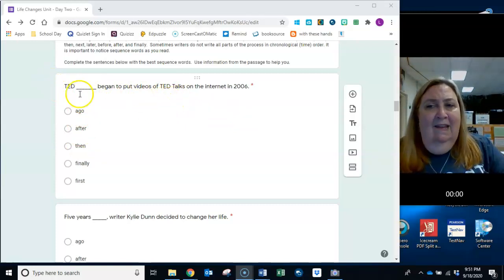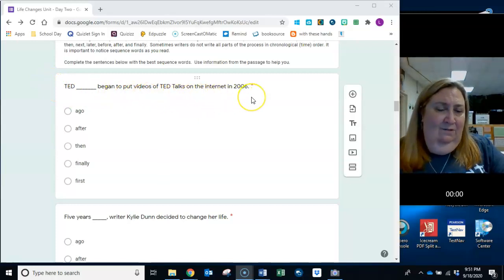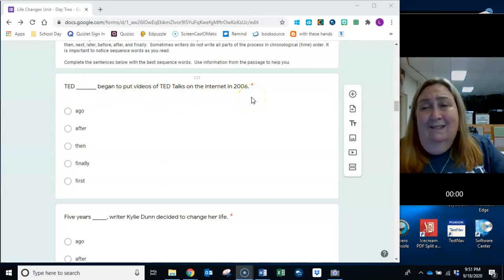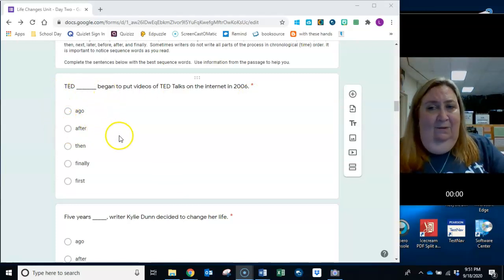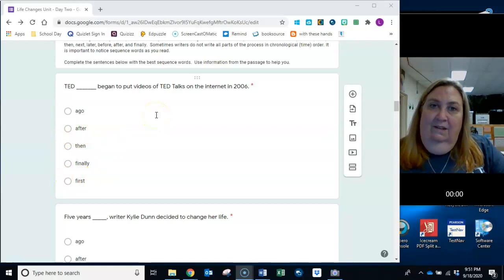For instance, "Ted ago began to put videos of TED Talks on the internet in 2006" is not a sentence that makes sense. So I know that ago is not going to work. "Ted after began" also doesn't work. Ted then began, Ted finally began, or Ted first began. Those all three work. And because there's three of those, I might actually skip this sentence and come back to it. Just don't forget to come back to it.